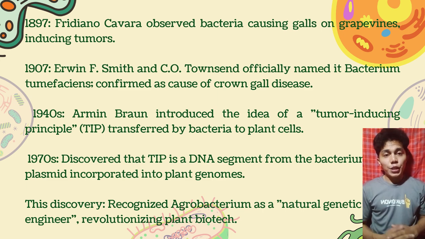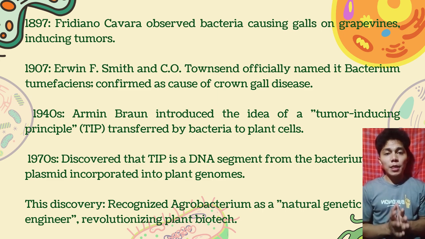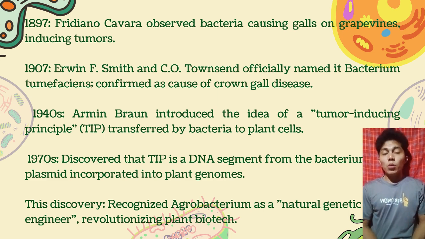In the 1940s, Armin Braun introduced the idea of a tumor inducing principle, or TIP, transferred by bacteria to plant cells. Braun proposed that the tumor-causing factor was a stable substance produced by the bacteria which altered the plant cell behavior even when bacteria were no longer present.